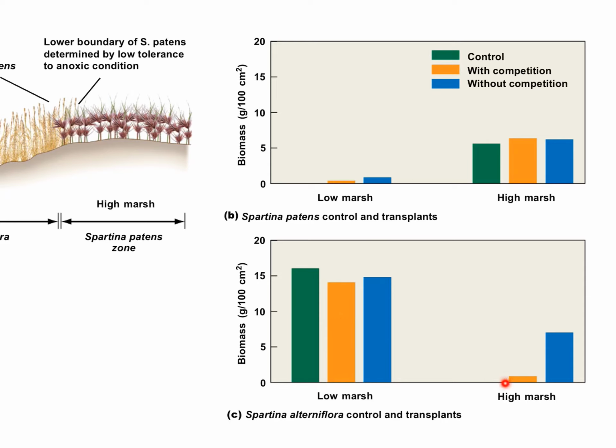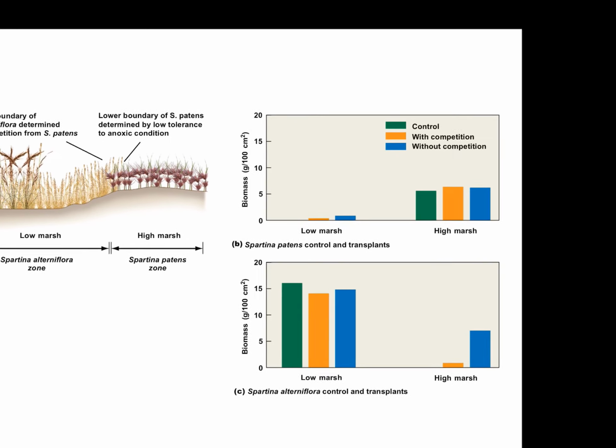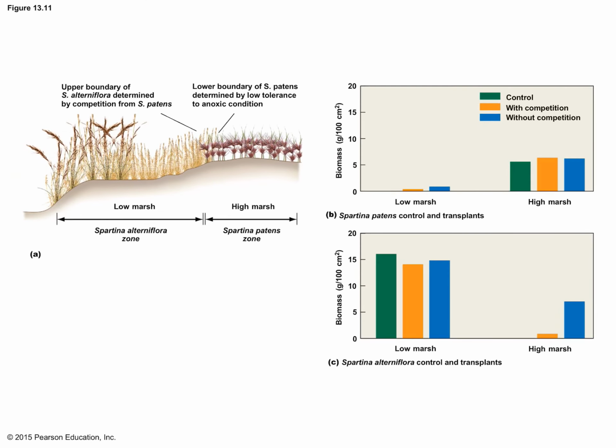And then when it was transplanted to high marsh, the only way it did well is when S. patens wasn't present. When it was present, it outcompeted S. alterniflora. So again, S. patens then is limited to the high marsh. It can't tolerate the environmental conditions in the low marsh. S. alterniflora can live in both, but is excluded from the high marsh by competition through S. patens.